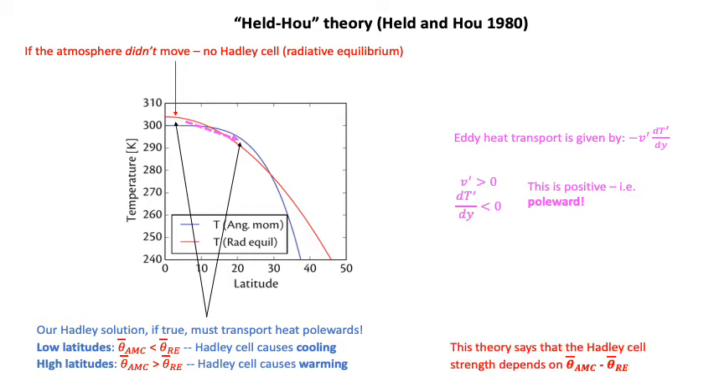And so what's really interesting, putting this together, is just to say in simple terms that this theory says that the Hadley cell strength depends on the difference between the temperatures of the angular momentum conserving and the radiative equilibrium solutions. So if the AMC solution was exactly the same as the radiative equilibrium solution, you wouldn't need a Hadley cell at all. It would just exist automatically. I would say the zonal jet stream associated with this temperature distribution would be perfectly in thermal wind balance, and you wouldn't need a Hadley cell at all.